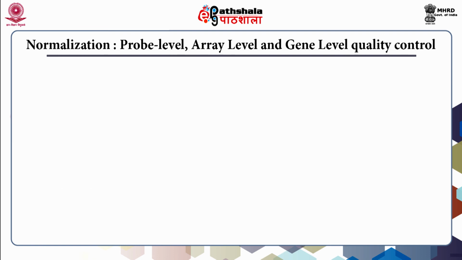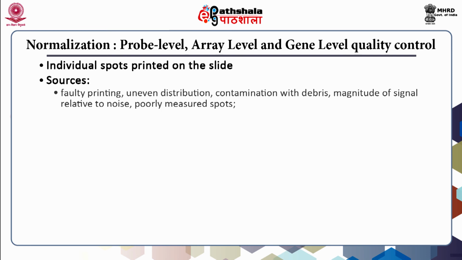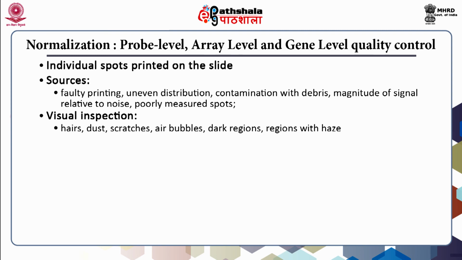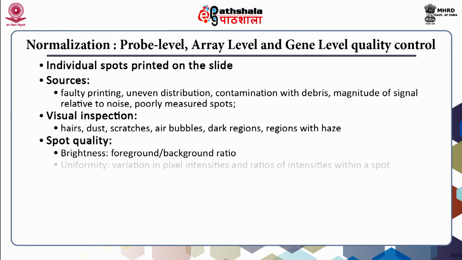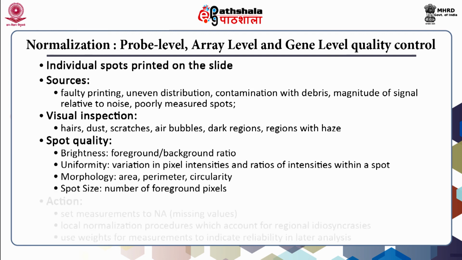The probe level quality control means we are looking for individual spots printed on the slide, and the sources of variability could be faulty printing, uneven distribution, contamination with debris, magnitude of signal relative to noise, and poorly measured spots. The visual inspection is also giving us the information whether there is any kind of environmental contamination, like hair, dust, scratches, air bubbles or any other regions with haze. We estimate the spot quality by its brightness, uniformity, morphology and spot size.